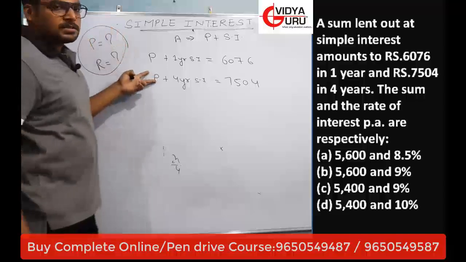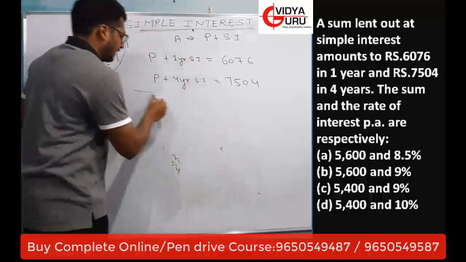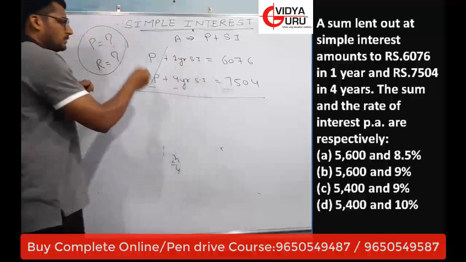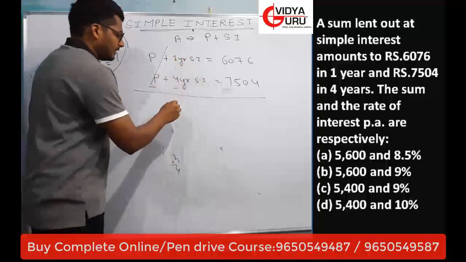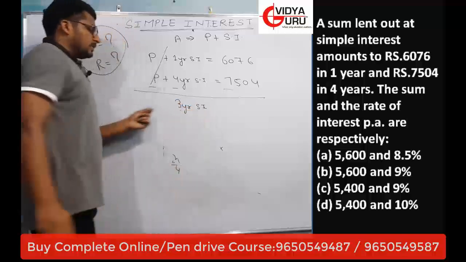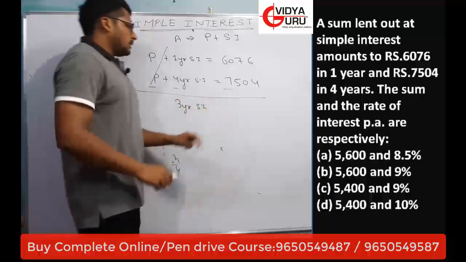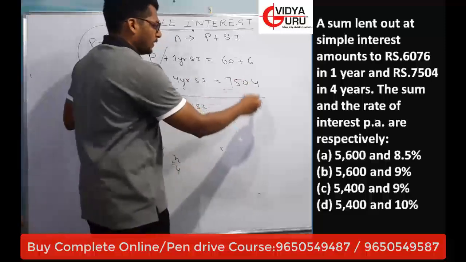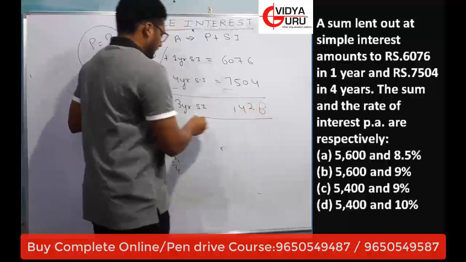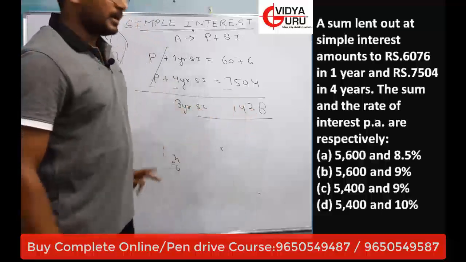We have two equations and two variables. We can easily solve it. If I subtract the equation, what will I get here? 3 year SI. The minus will come, but it will be cancelled out by this minus, and if I subtract here, it will come 1428. Here minus will come and here also minus will come. The minus will cancel out the minus.